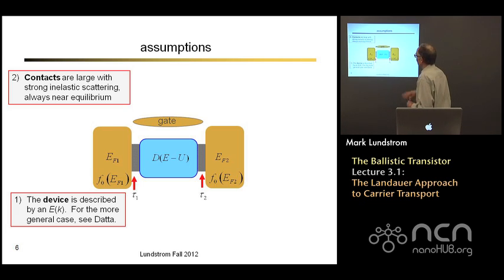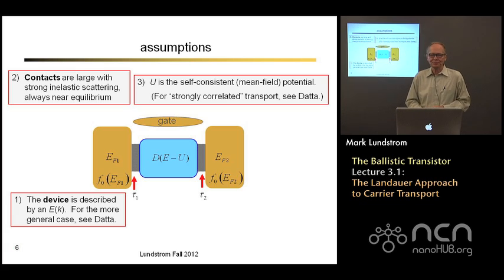The contacts are assumed to be large, to have strong inelastic scattering, to always be very close to thermal equilibrium. That's an assumption. Somewhere there's a contact. We may have to go out a ways. There may be a large metal contact and a big wire, but somewhere there's a thermal equilibrium reservoir that we will define to be our contact.